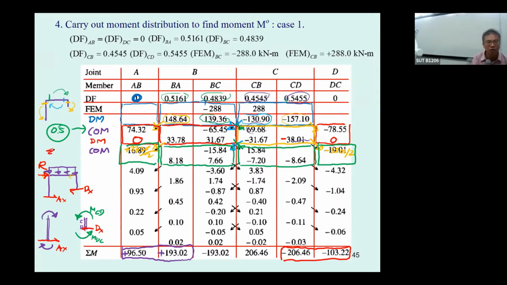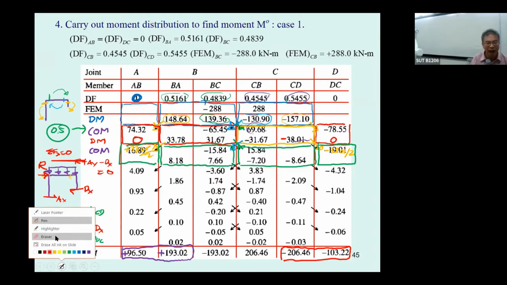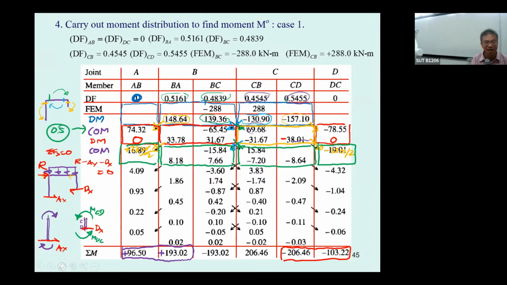Now you can just use the summation of F sub x equal to 0. You have plus A sub x minus D sub x equal to 0. So you can determine R easily. So you have plus A sub x and minus D sub x.